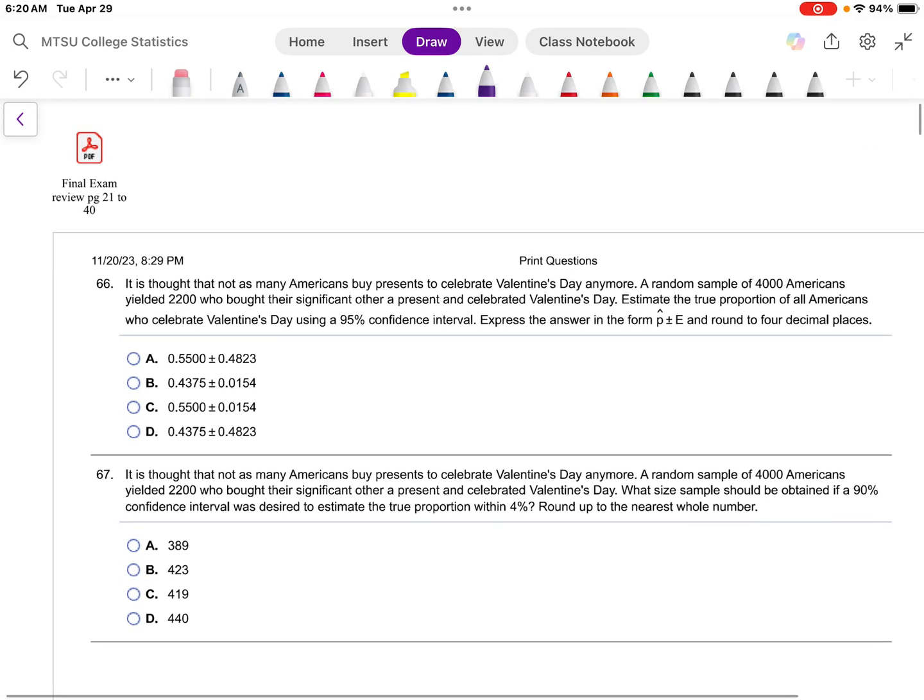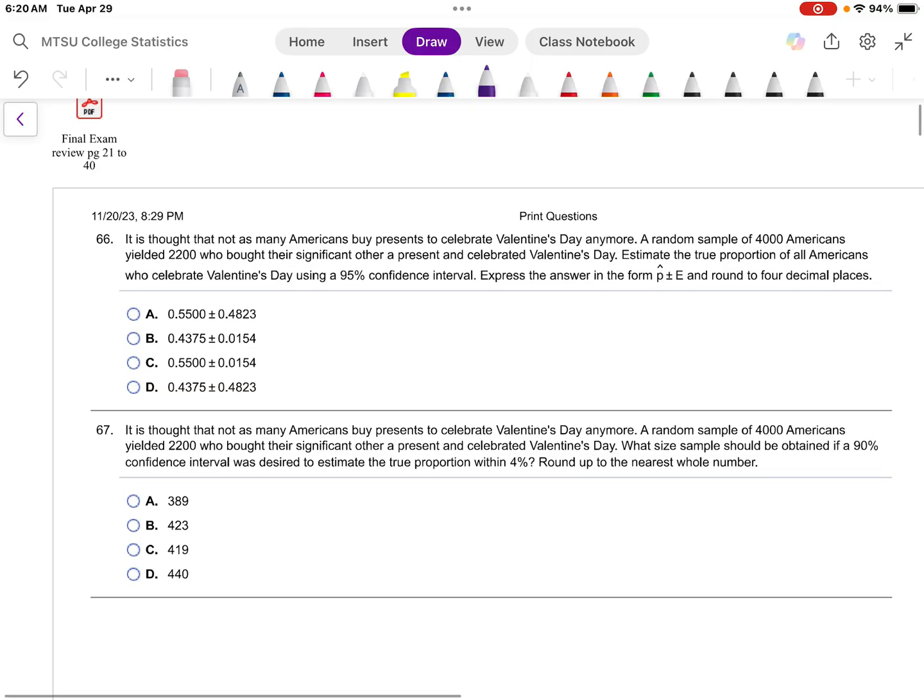Okay, so as we continue to prep for the final exam here, problem 66 says it is thought that not as many Americans buy presents to celebrate Valentine's Day anymore. A random sample of 4,000 Americans yielded 2,200 who bought their significant other a present and celebrated Valentine's Day. Estimate the true proportion of all Americans who celebrate Valentine's Day using a 95% confidence interval, and then express the answer in the form of p hat plus or minus e. And again, that e is your margin of error.